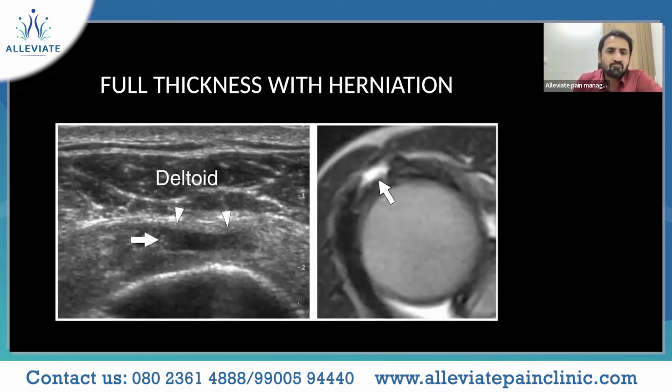This is again a full thickness tear with herniation of the deltoid muscle. Deltoid, it's herniating, if you can see here, with the hypoechoic full thickness tear.